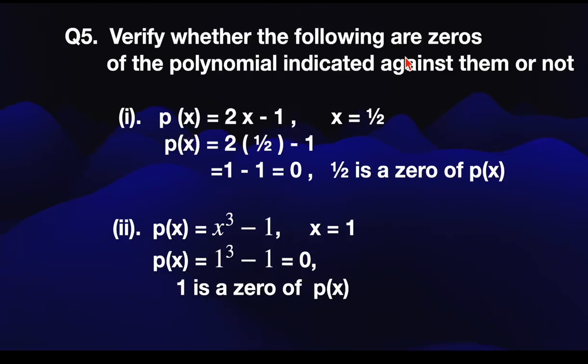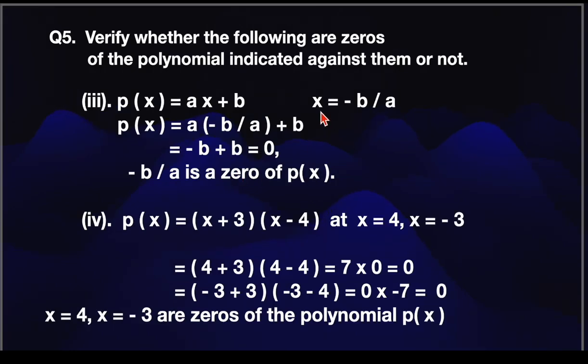Verify whether the following are zeros of the polynomial indicated against them or not. So here we are given the value of x and we have to find out if this is a zero of this polynomial. So substitute x = 1/2 and you find that the polynomial becomes 0. Therefore 1/2 is the zero of the polynomial. In this sum, substitute x = 1 and the polynomial becomes 0.